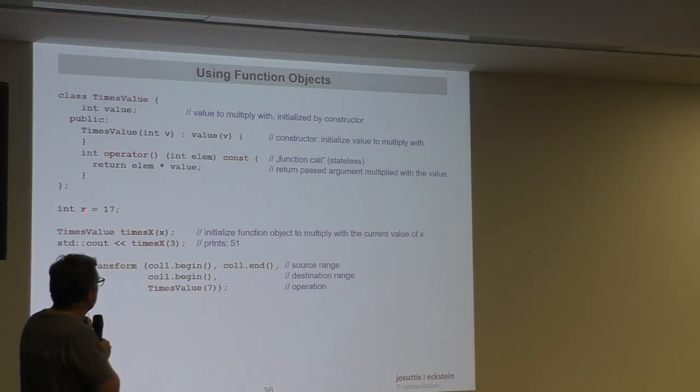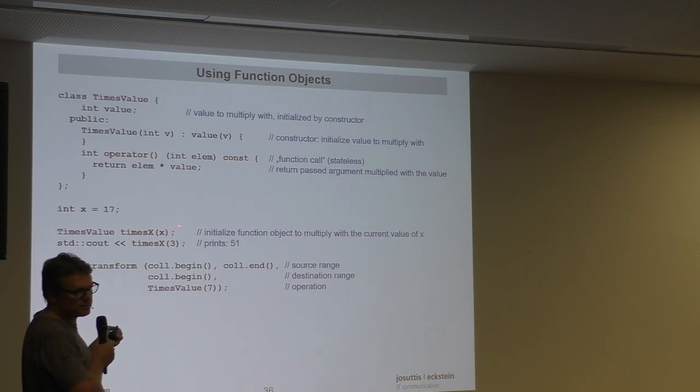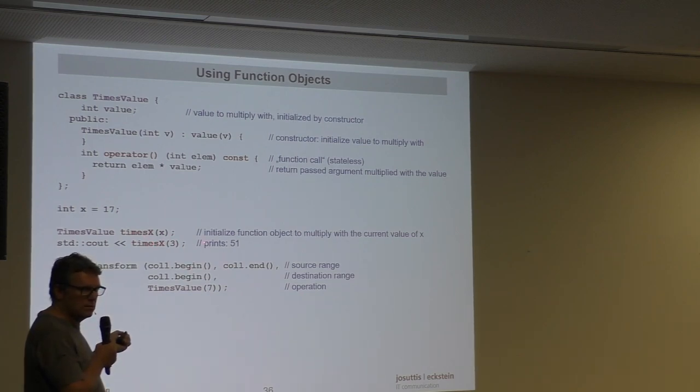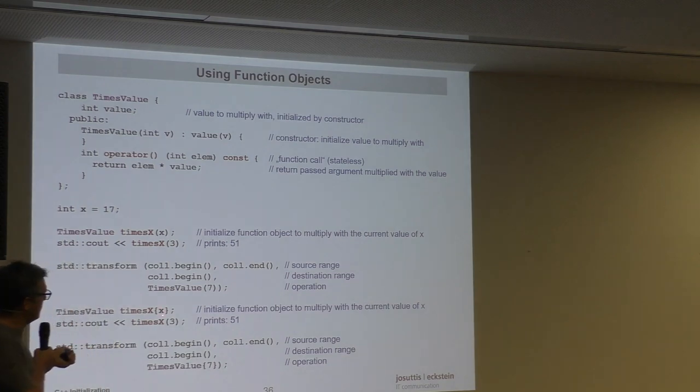So we have a value x, and we say, here we create an object. We initialize an object taking the x, and that means we create a function that multiplies with x. And then we call it. Is it easy to see the difference between these things? This is a declaration of an object, this is calling the function. Well, if you use braces, it's better. You see here, this is a declaration, this is a function call.